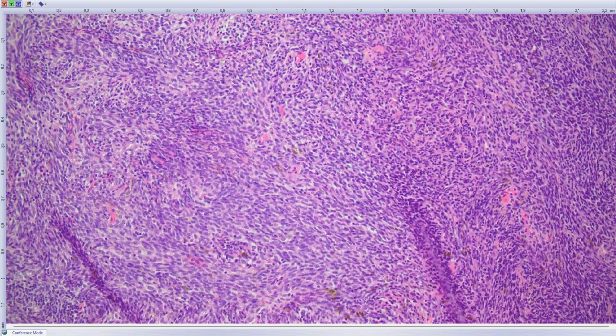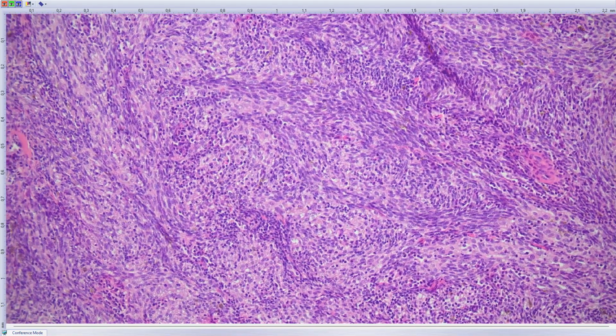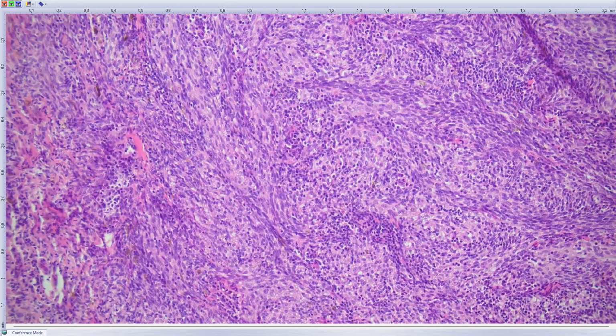And of course, the lesion was positive for melanocytic markers. And because the differential diagnosis was melanoma versus melanotic schwannoma, or malignant melanotic nerve sheath tumor, we performed methylation profiling, and it came back as melanocytoma. So it's a completely benign lesion.